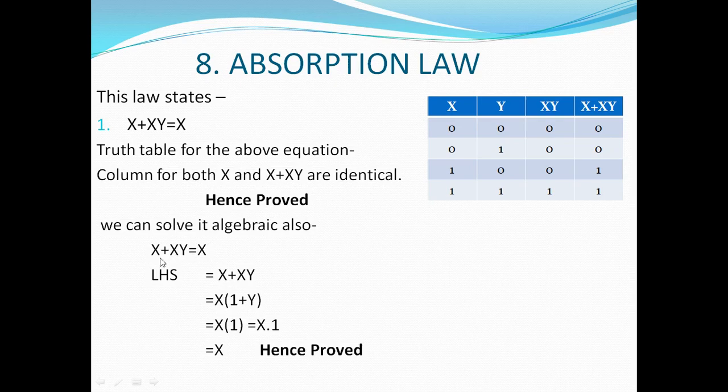We'll take the LHS from here, x plus xy. x can be taken as common, so we have taken x as common, but we are left with 1 plus y. 1 plus y is equal to 1 only, so we have written 1 in place of 1 plus y. So x dot 1, which is also equal to x only, so we have written x. We have got the RHS, so LHS is equal to RHS, hence proved. Here we have used both the methods. You can use any of the methods.